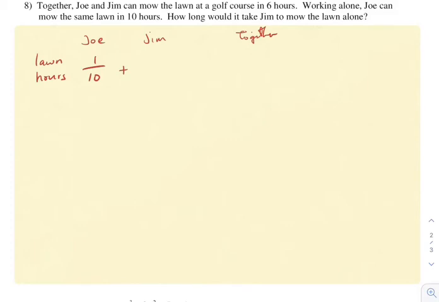Add that to Jim. Jim, we don't know how long it takes him. 1 over x. That's how long it takes Jim, x hours to do it by himself. That'll be equal to, together, we know it takes them 6 hours. And that's the expression that we're trying to solve. Joe does 1 lawn in 10 hours. Jim does 1 lawn in x hours. Together, when I add them, they do 1 lawn in 6 hours.